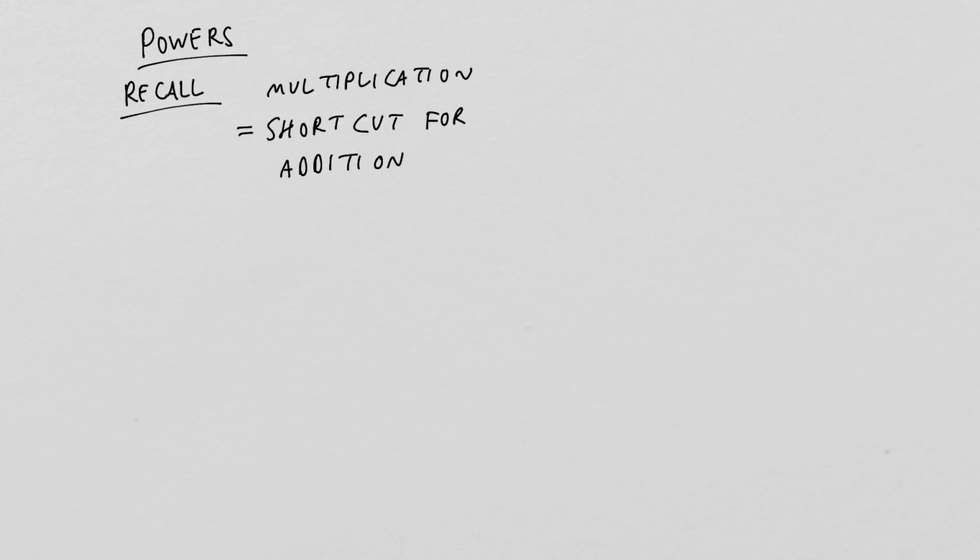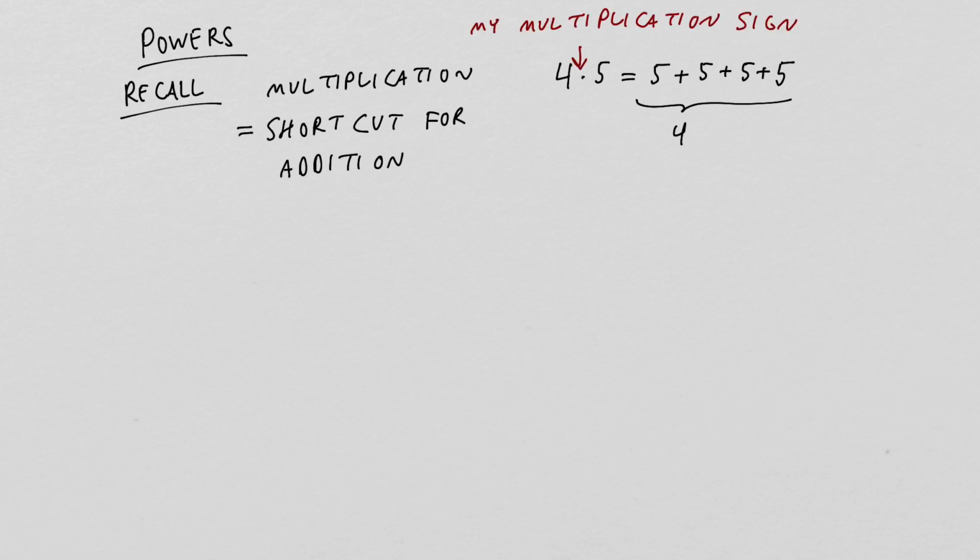Last week we talked about powers, but let's recall. Multiplication is a shortcut for addition. 4 times 5 means that you take the number 5 and you add it to itself 4 times. By the way, my multiplication sign is a dot. I don't usually use a cross for multiplication.